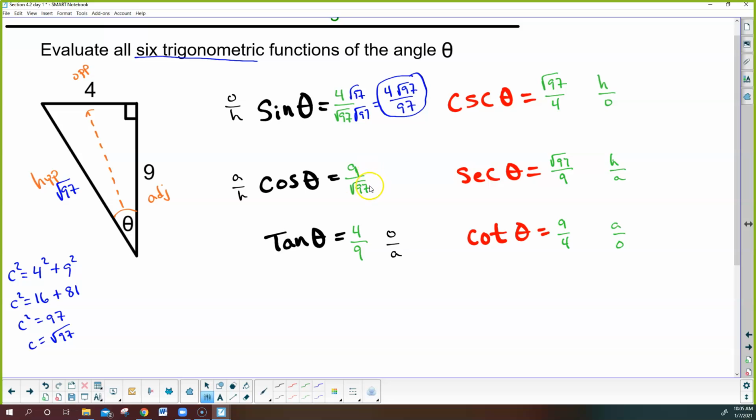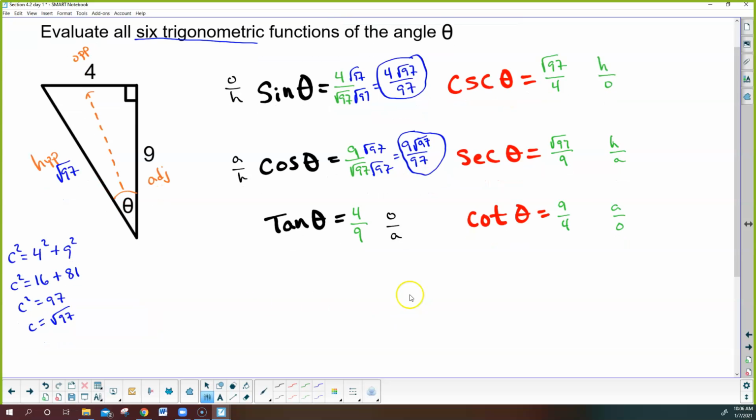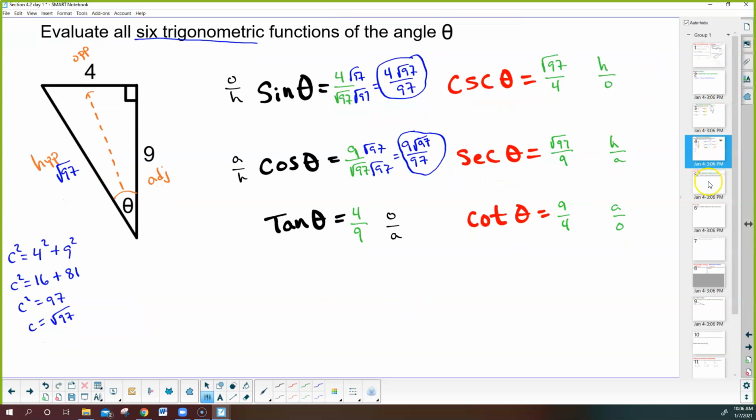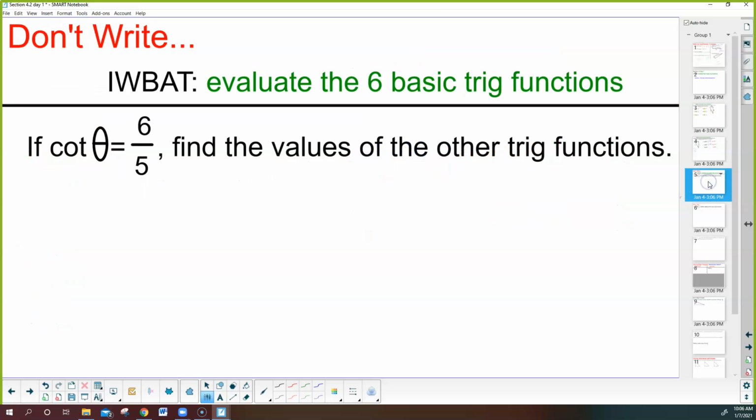Okay, and then this one is the same thing. To get rid of the square root on the bottom, we multiply by the square root of 97, top and bottom. And those are the only two that have to be reduced because the other ones have the radicals in the numerator or they don't have them at all. Okay, so that's our goal to start, is to really get used to those reciprocal relationships.